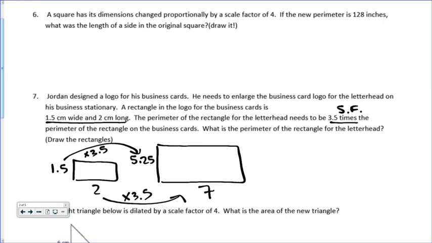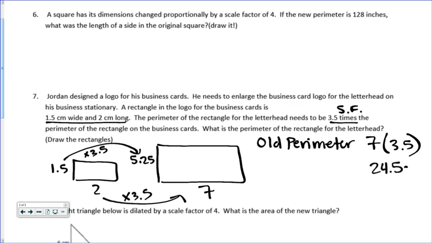And now you can figure out the perimeter of your new shape. Or, if you remember what the rule is, you take the perimeter of your old shape, okay, which is 2 plus 1.5 is 3.5, plus 2 is 5.5, plus another 1.5 is 7. So the old perimeter is 7. And perimeter tells us if you just multiply by the scale factor, which was 3.5, you'll get your new perimeter. So 7 times 3.5 is 24.5 centimeters.